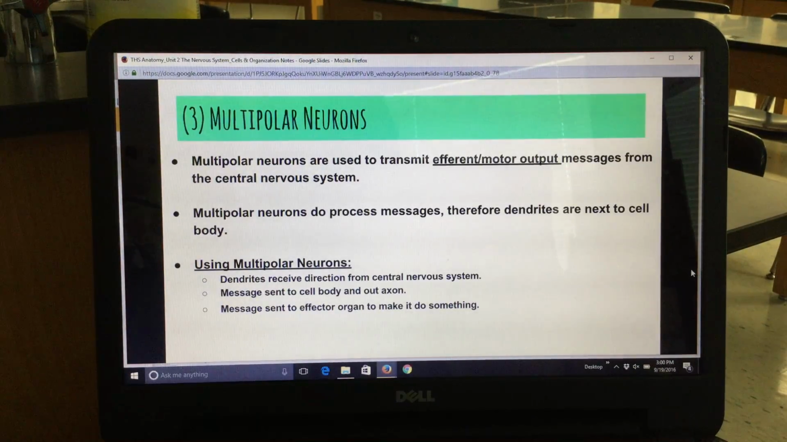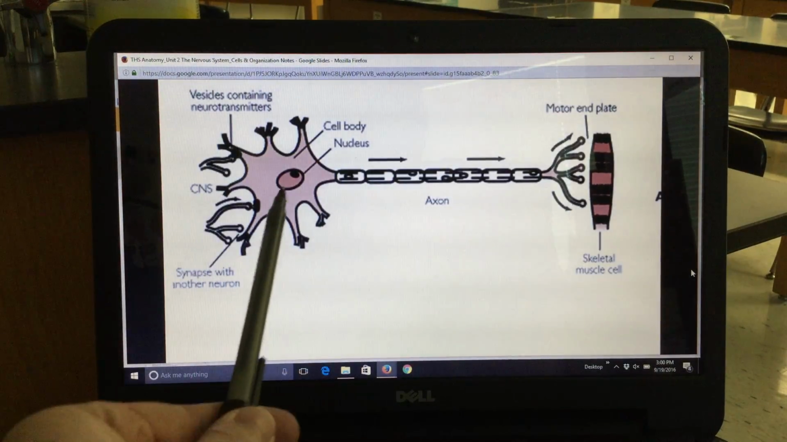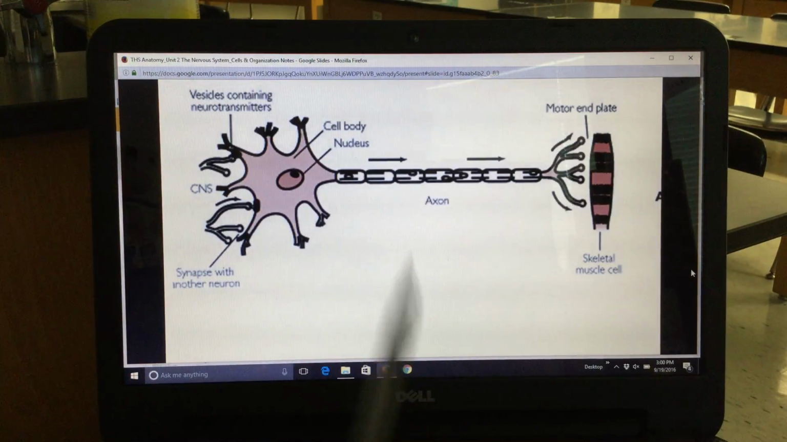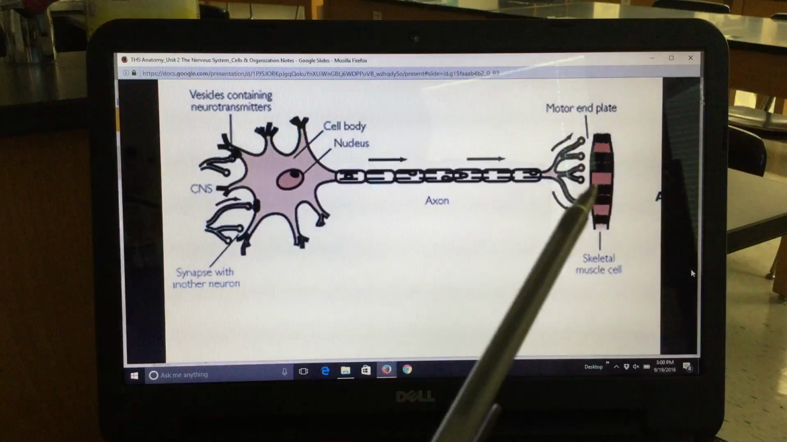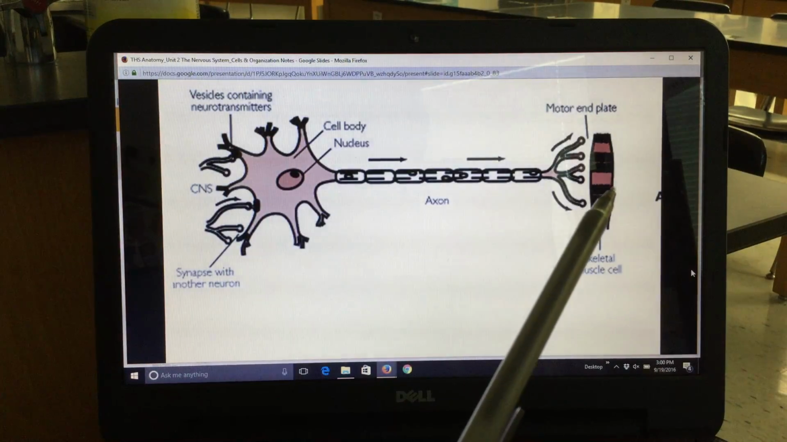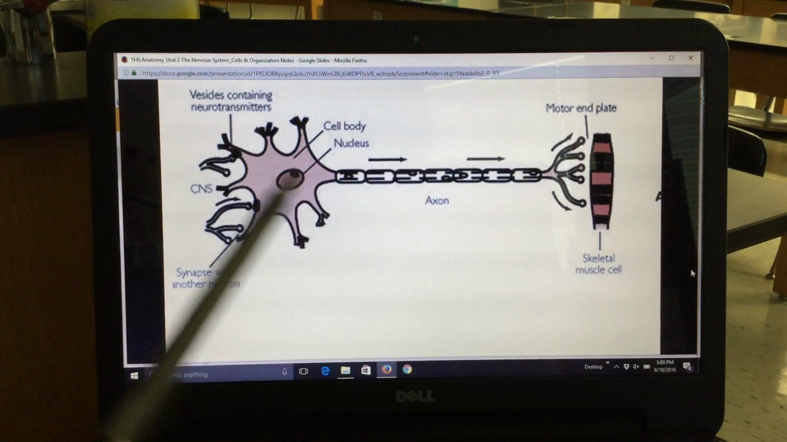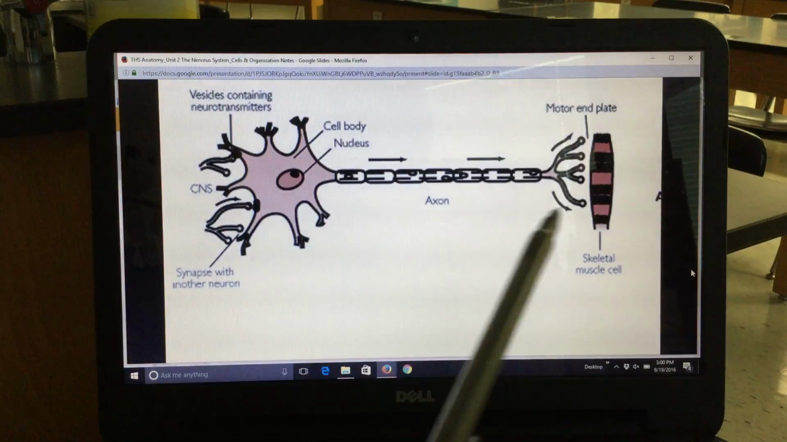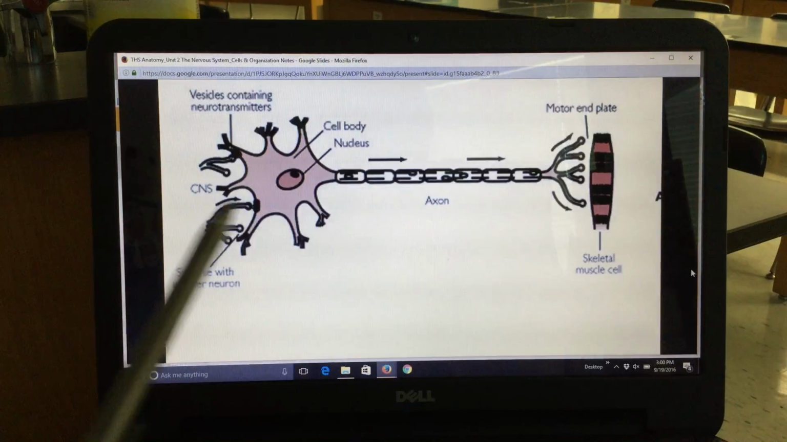So let's look at a diagram to make sure we understand what that means. All right, so again, here's my multipolar neuron, and it looks just like what we looked at in our first diagram, right? So we see just a basic overview: dendrites, cell body, axon, axon terminals. In the case of a multipolar neuron, messages are going from the central nervous system to an organ. Notice that's the exact reverse of unipolar. Central nervous system to an organ. This direction of message from the central nervous system to an organ is called the efferent output or motor output path.